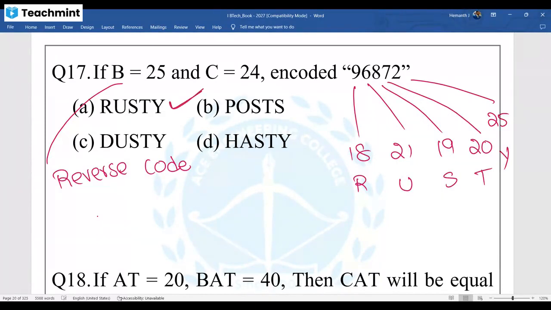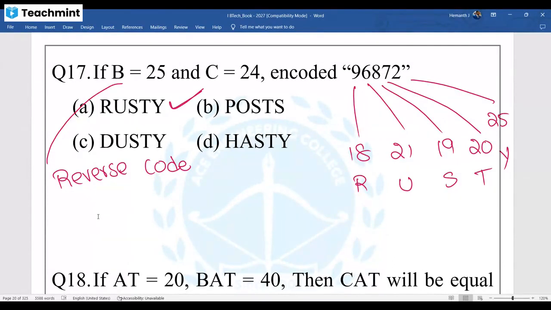Reverse code logic. Once you know forward code, reverse code can be easily obtained because the sum of those two is 27. Again, I'm expecting you, if you were absent for the previous sessions, to try to complete the videos we gave. Two videos are already shared in your group. Kindly complete those two videos to understand.